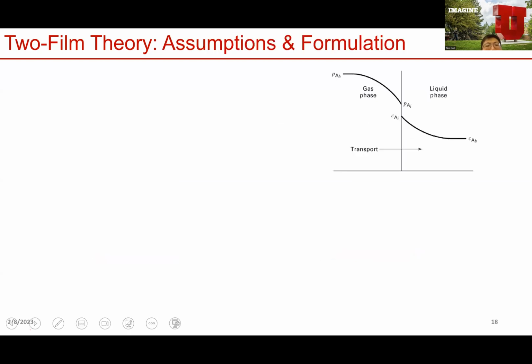Now, for this two film theory, there are some additional assumptions in order for us to derive the mathematical equation to solve for the mass transfer by applying the two film theory.